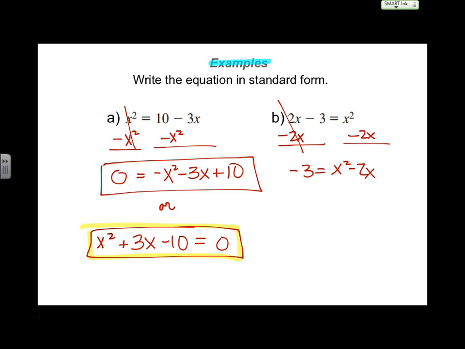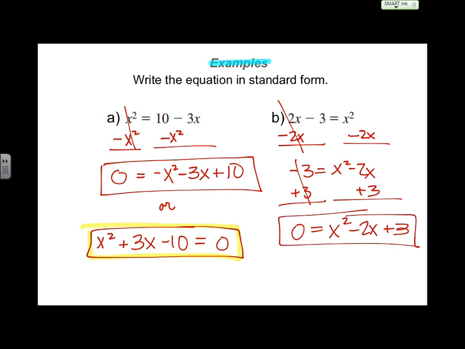How do I move him if he's a negative? Plus 3. Okay, be careful. What's negative 3 plus 3? 0. And what's going to be on the other side? X squared minus 2x plus 3. It's going to be so much nicer if we had to factor if that x squared is a positive.